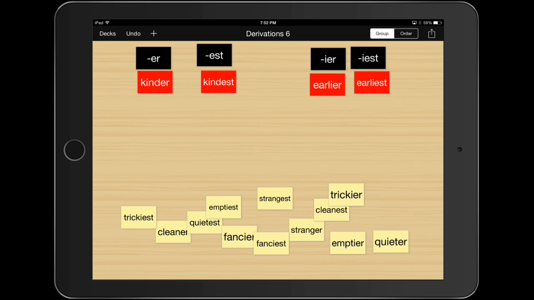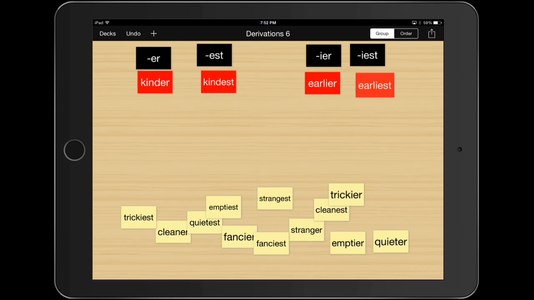Let's take a look at these headers, IER and IEST. We have earlier and earliest. Once again, ER has been added to a base word to show comparison. Mrs. Edelstein got to school earlier than Mrs. Trail. We could also say Mrs. Edelstein was the earliest teacher to arrive at school.